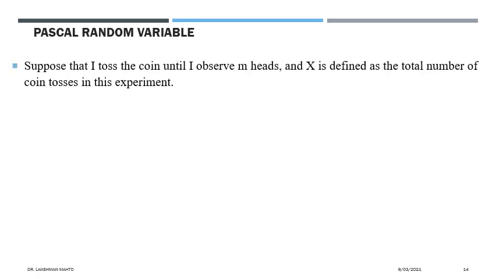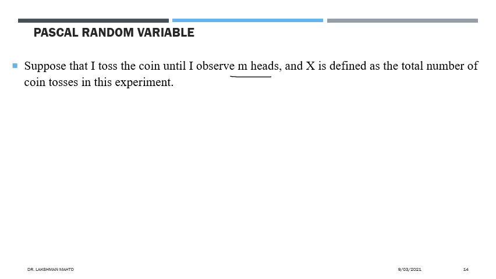Again, the Pascal random variable you will define in the same fashion. So how do we define it? Like this way. Suppose that I toss the coin until I observe m number of heads. So I am tossing the coin until I am observing m number of heads, and once you have observed m number of heads, after that you will stop. So it is not like in the very first m trials we will observe m number of heads. We have to do various tosses of the coin in order to observe m number of heads.